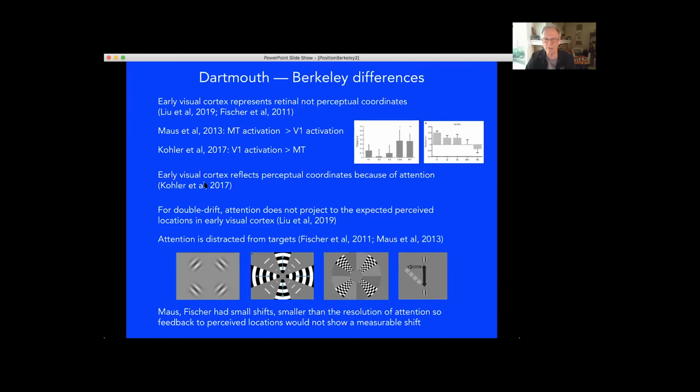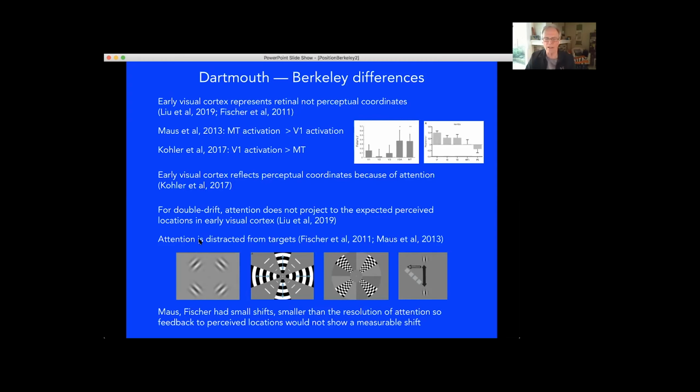But Peter Kohler was, and claimed it's because of attention, not because of shifts in neural activity. For the double drift, attention doesn't project to the expected perceived locations. That's Saray's claim, consistent with Kohler. So Kohler says, oh, we got something in V1 because of attention. Saray says, oh, we got nothing in V1 because attention doesn't go to the perceived location for this particular illusion. It's special that way. It goes to the physical location.